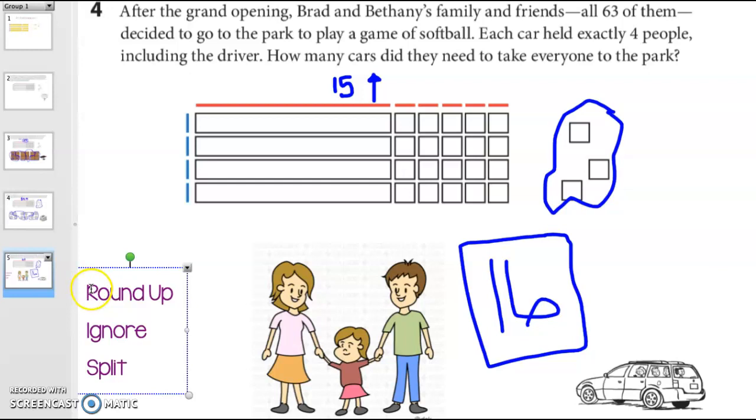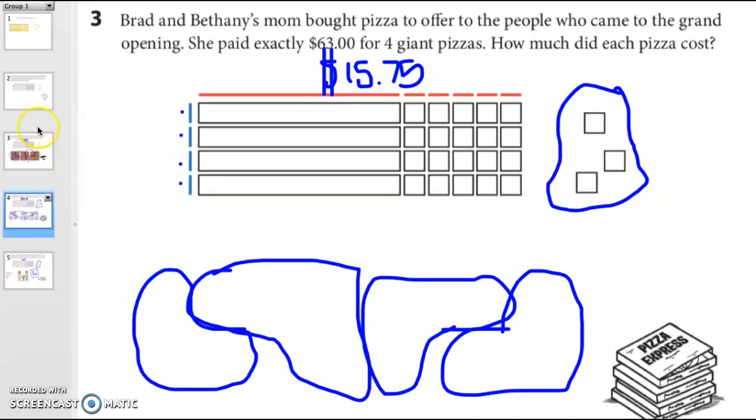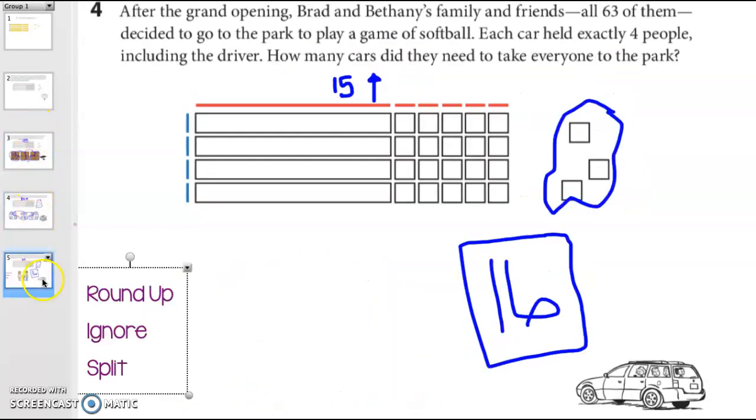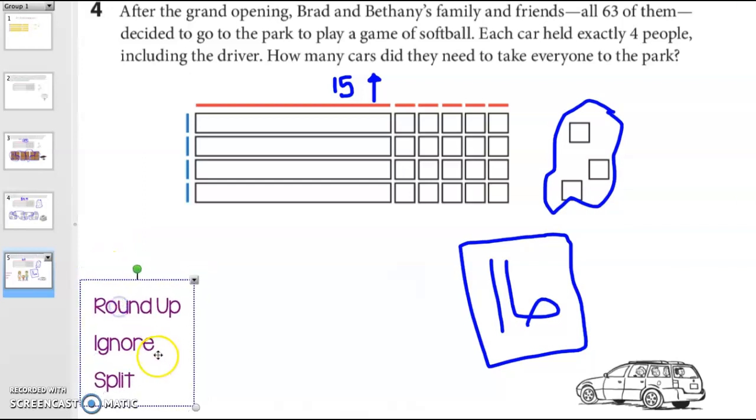So in this situation, we round it up. In our coin situation and in our brownie situation, we split it. And in the balloon situation, we had some choices, but we had the option to just ignore them. We didn't need to put them at the tables. We could have just put them somewhere else. So when we are deciding what to do with the remainders, think S for split, I for ignore, and R for round up.